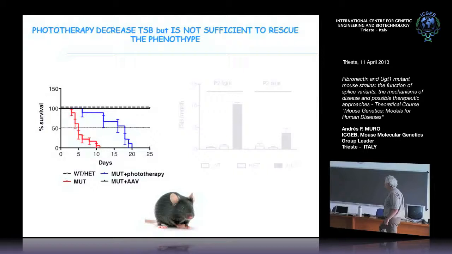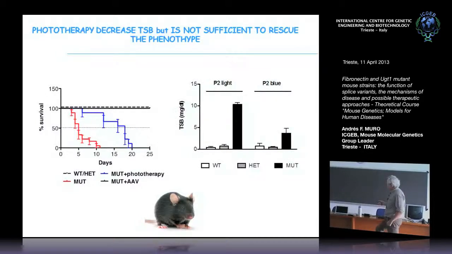So we measured bilirubin levels. This is in the case of the animals treated with light. You can see that phototherapy works. Bilirubin decreases from 10, 11 to about 4, and these levels are very compatible with life.